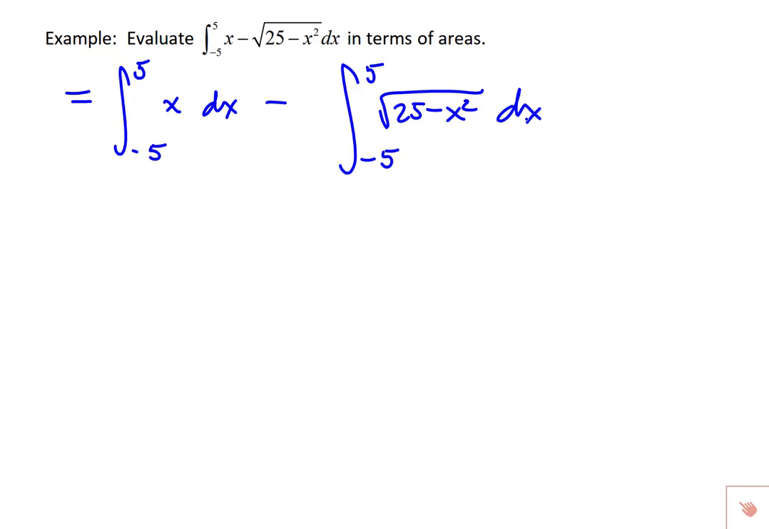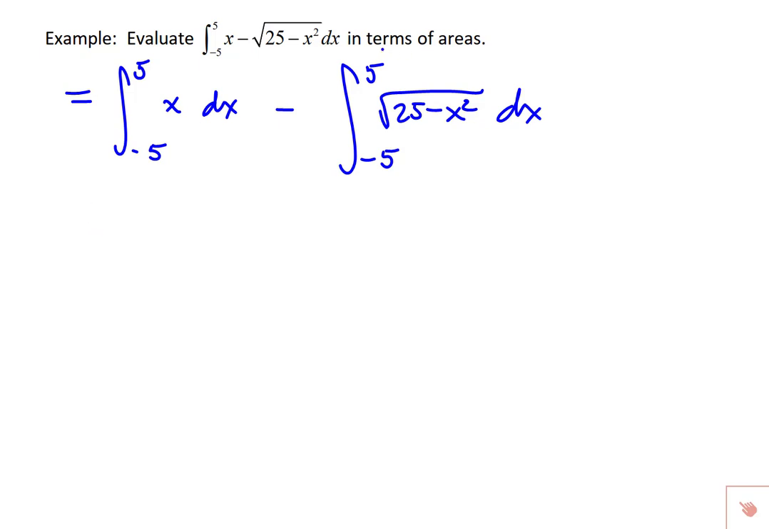So this is the property we have above where you can split up the integrand if it's a sum or difference of functions. Notice we kept the bounds of integration the same, and we brought the dx along for the ride in each case as we split them up. And let's not forget the minus that was between these functions. It should remain between these integrals now that we've split it up.